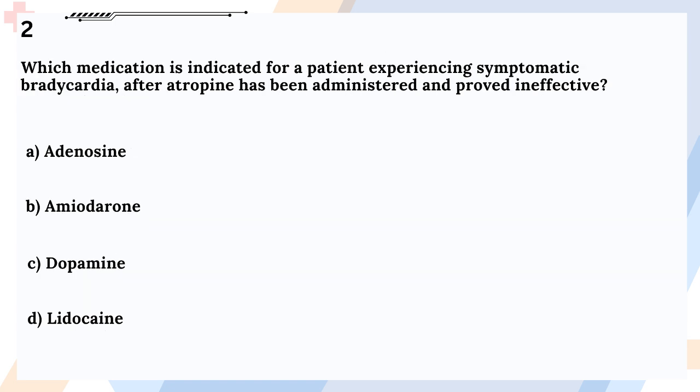Question 2. Which medication is indicated for a patient experiencing symptomatic bradycardia after atropine has been administered and proved ineffective? A. Adenosine. B. Amiodarone. C. Dopamine. D. Lidocaine.